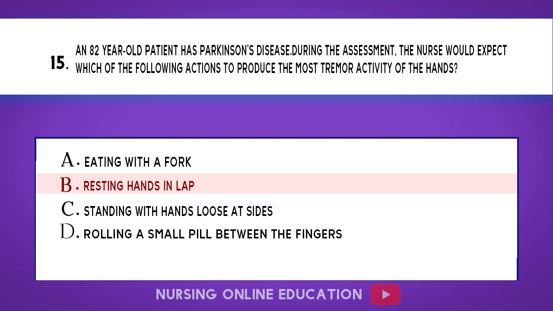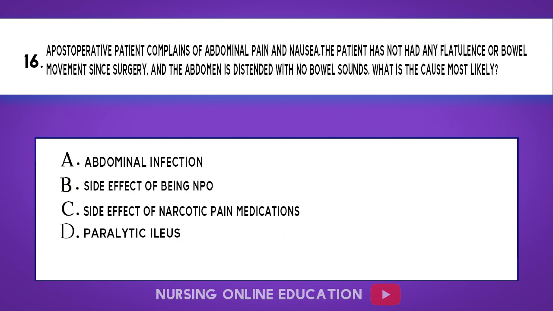Resting hands in lap. 16. A postoperative patient complains of abdominal pain and nausea. The patient has not had any flatulence or bowel movement since surgery, and the abdomen is distended with no bowel sounds. What is the most likely cause? A. Abdominal infection. B. Side effect of being NPO. C. Side effect of narcotic pain medications. D. Paralytic ileus. The answer is option D, paralytic ileus.